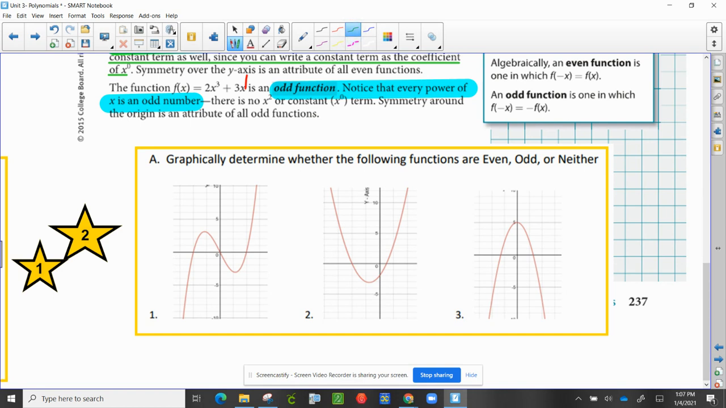So let's look at number 1. Okay. This function, it's not even because it's not symmetric about the y-axis. There's not a mirror image. But as you can see, it does pass through the origin. So this graph would be odd. Okay. If I look at number 2, this graph does have some symmetry here. But that symmetry is not the y-axis. So this is a case of a neither graph.